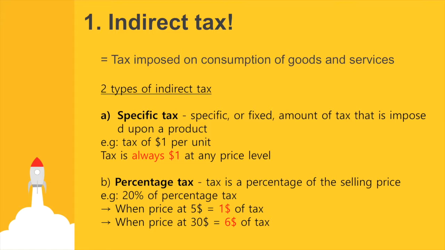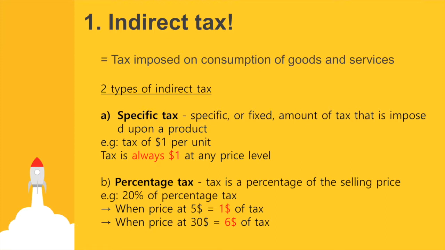Okay, so we have two different types of indirect tax. One is specific tax. It's a specific or fixed amount of tax that is imposed upon a product. For example, let's say there's a specific tax of $1 per unit. So let's say a $1 tax on cigarette. That means tax is always $1 at any price level. So the amount of tax is the same always at any price level.